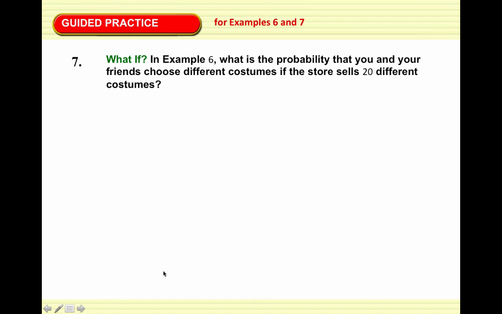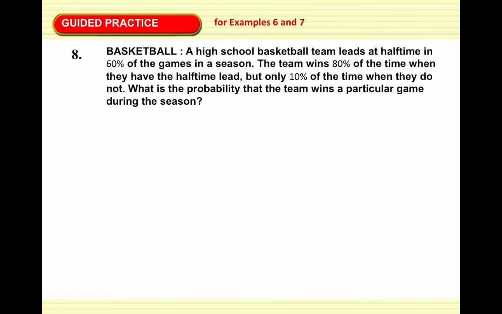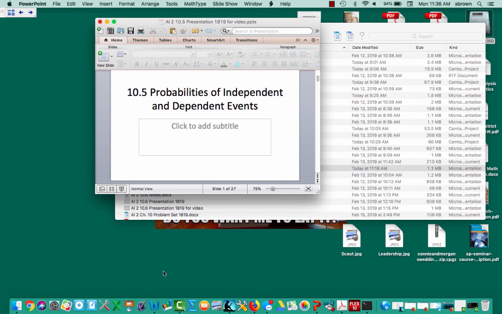Go ahead and do the guided practice based on that example, and we will go over that in class next time. And also do the one about the high school basketball.